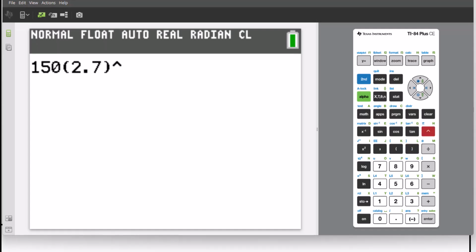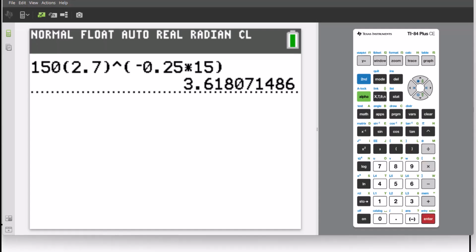And I have multiple numbers and multiple things going on in my exponent, so make sure you use parentheses. So start with negative 0.25, and we're multiplying that by 15 for the first value. And the value is going to be roughly 3.61807. I'm just going to say 3.618 because of what they asked us to round to.